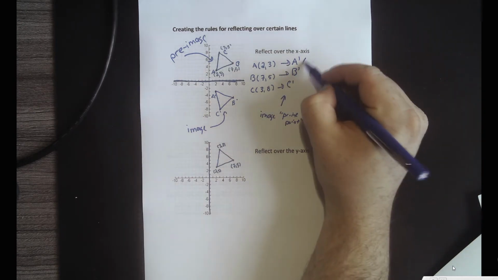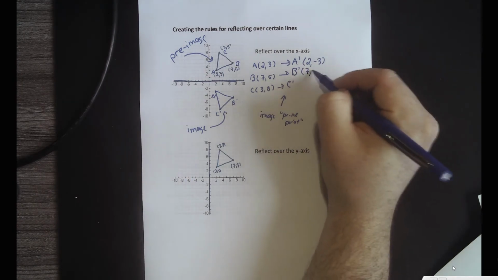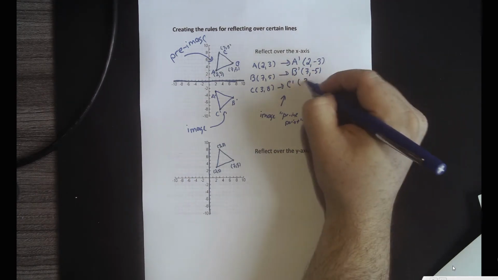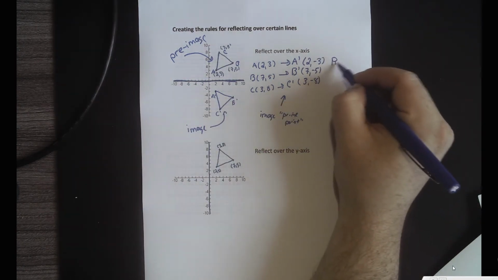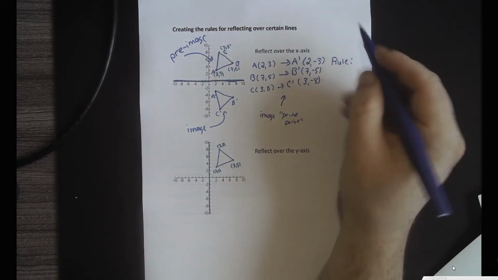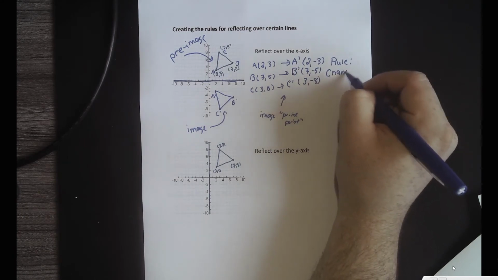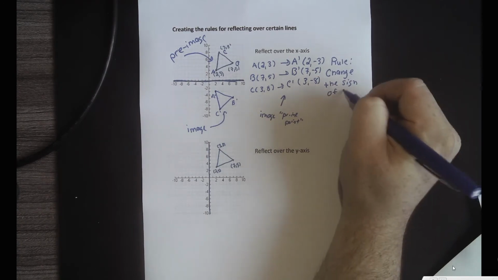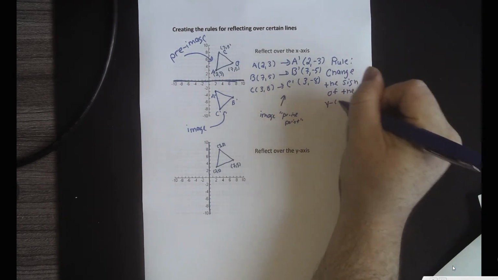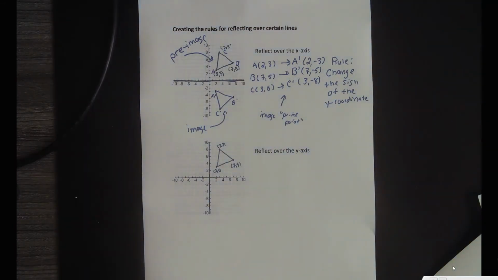So what's happening here is that we get (2, -3), (7, -5), and (3, -8). And so what's happening in this situation? Well, we get a rule: every time you reflect over the x-axis, you have to change the sign of the y-coordinate.